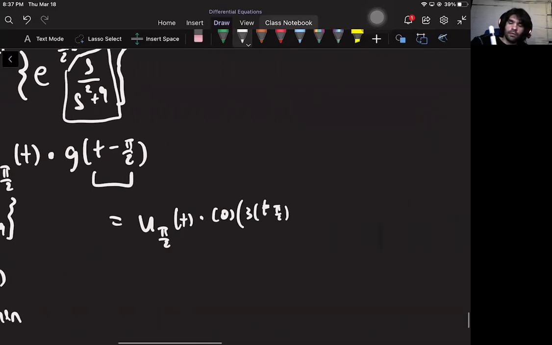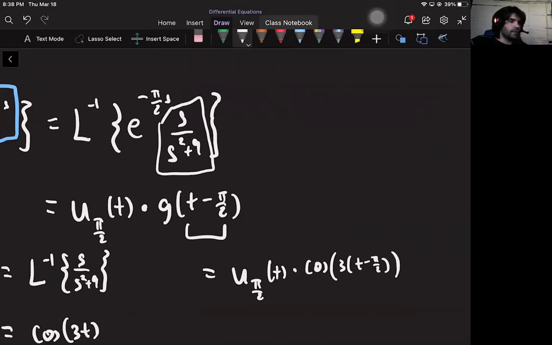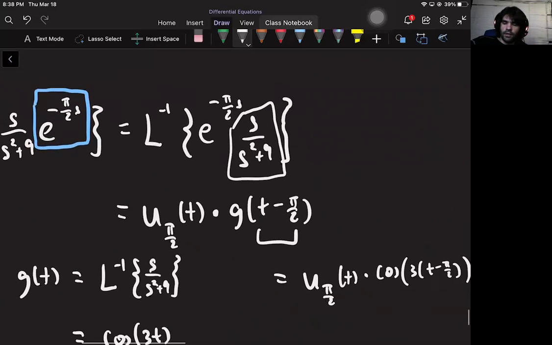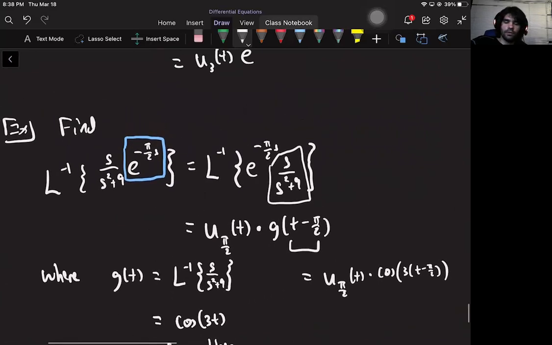Oops, that looks crappy. Let me rewrite that. T minus pi over 2. Okay, so that's the idea about calculating these inverse Laplace transforms for these shifted functions.